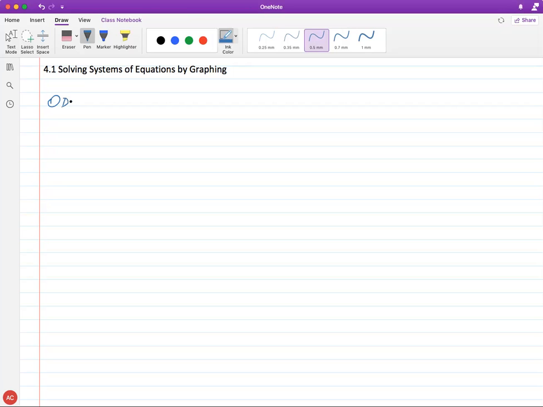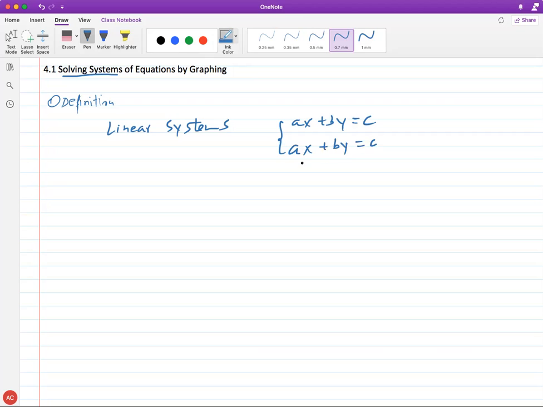So today we will see how to deal with linear systems. Okay, systems of linear equations, also known as linear systems. Basically, a system is made of two equations or more, so at least two. For example, ax plus by equals c, and another equation, a1x plus b1y equals c1, maybe some other numbers here.